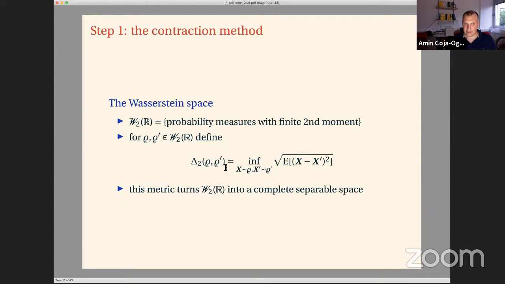The metric on this space is this Wasserstein metric, delta 2 of rho and rho prime. This metric is defined as follows. You first take a coupling of these two probability measures. So you take one random variable x that is distributed as rho, and another random variable x prime that is distributed as rho prime. Now these two random variables need not be independent. Instead, they live on the same probability space. And you try to align them as best as you can so as to minimize the resulting L2 distance. The minimum possible L2 distance that you can accomplish in such a way is the Wasserstein distance of these two probability measures. It's a simple exercise to show that this turns the W2 space into a complete separable space.